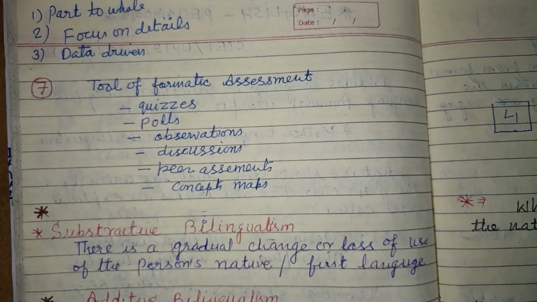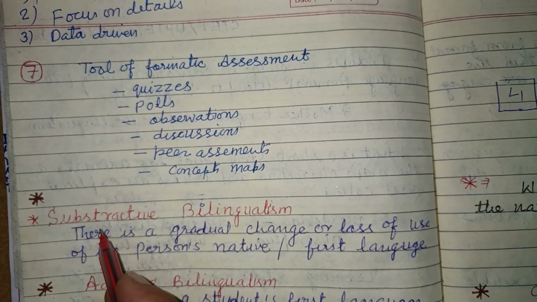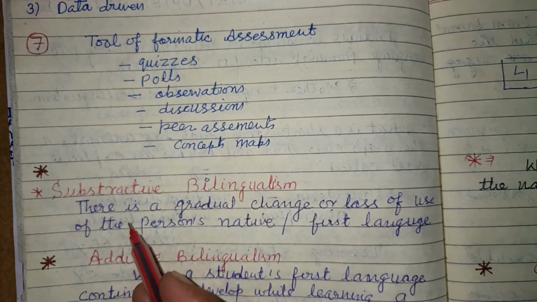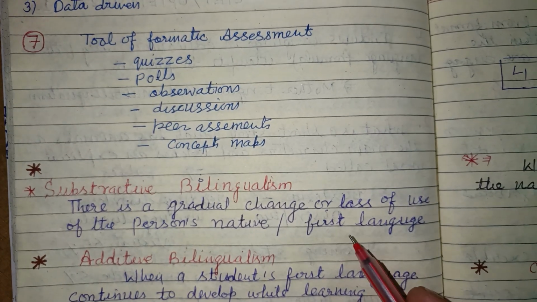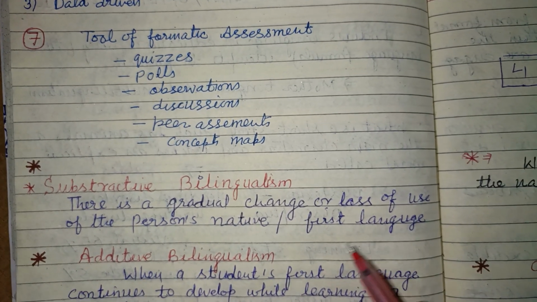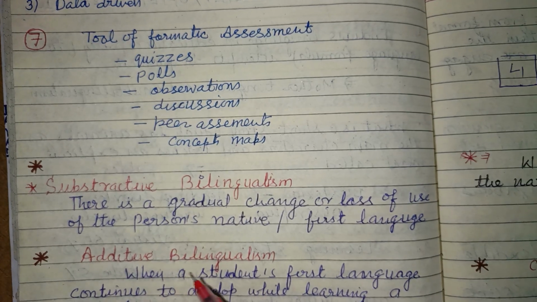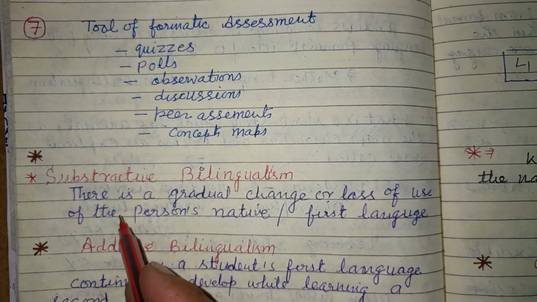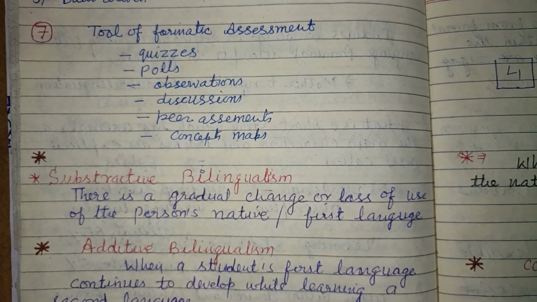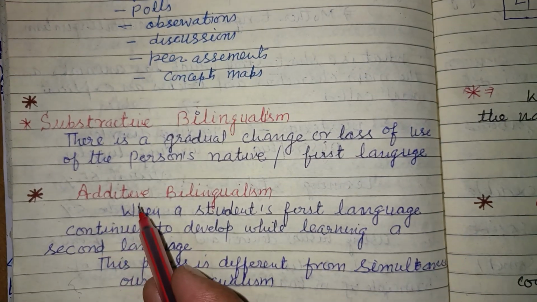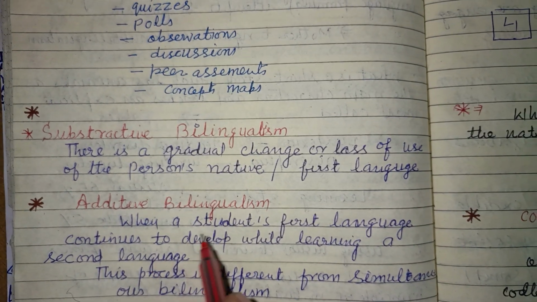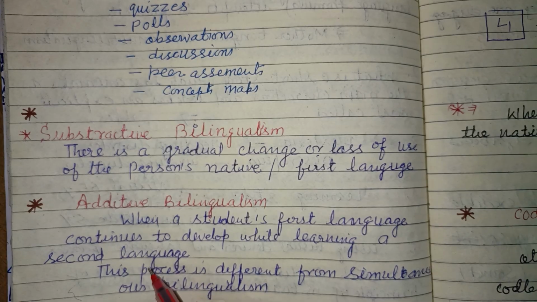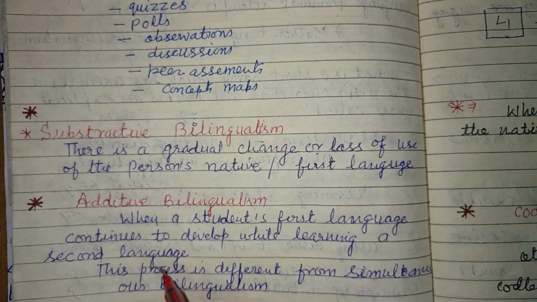Concept mix: subtractive bilingualism. There is a gradual change or loss of use of the person's native or first language; that is called subtractive bilingualism. Additive bilingualism: when a student's first language continues to develop while learning a second language.